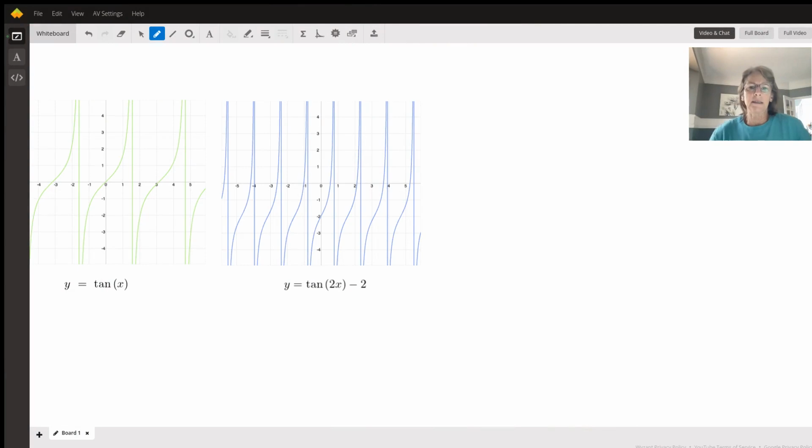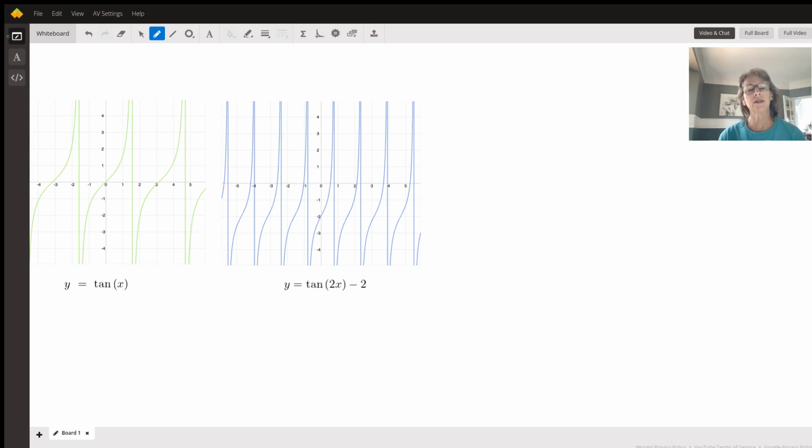Welcome to this answer for the tangent function. If you notice on the left, that's just a regular graph of tangent of x. The domain, for one period of it, goes from negative pi over 2 to pi over 2. So notice it's centered on (0, 0).